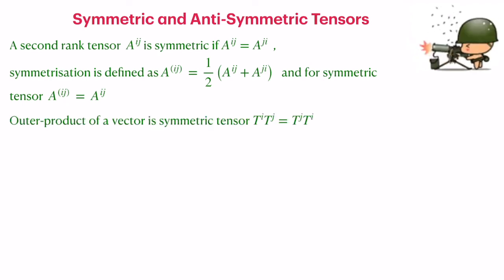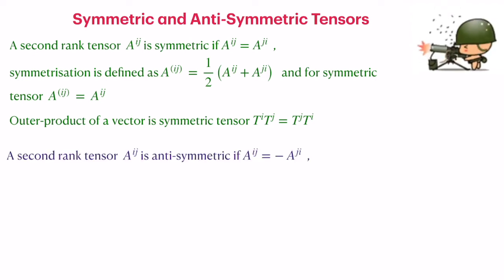One of the simplest examples of a symmetric tensor is the outer product of a vector with itself. So you see that if T is a vector which is taken as an outer product with itself, then the order of multiplication generally does not matter, and you have Tij is equal to Tji. So this way you are constructing a second rank symmetric tensor.